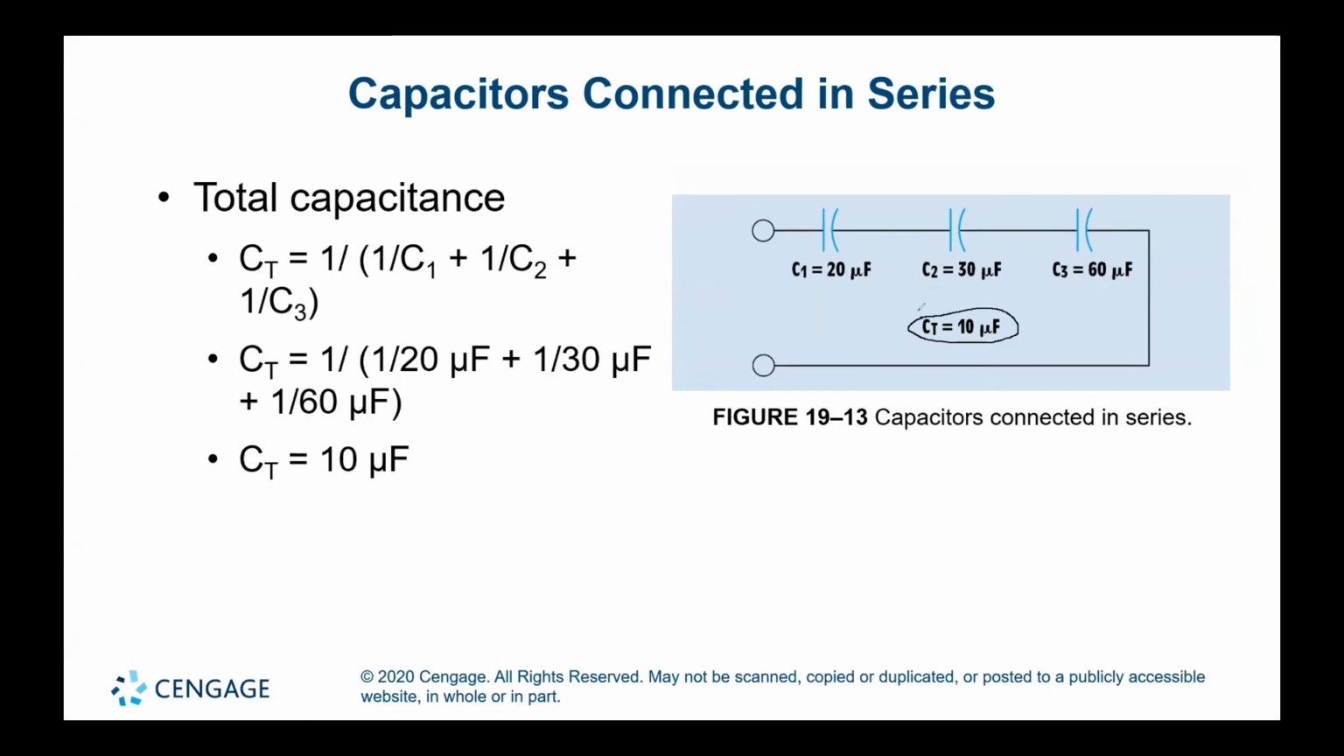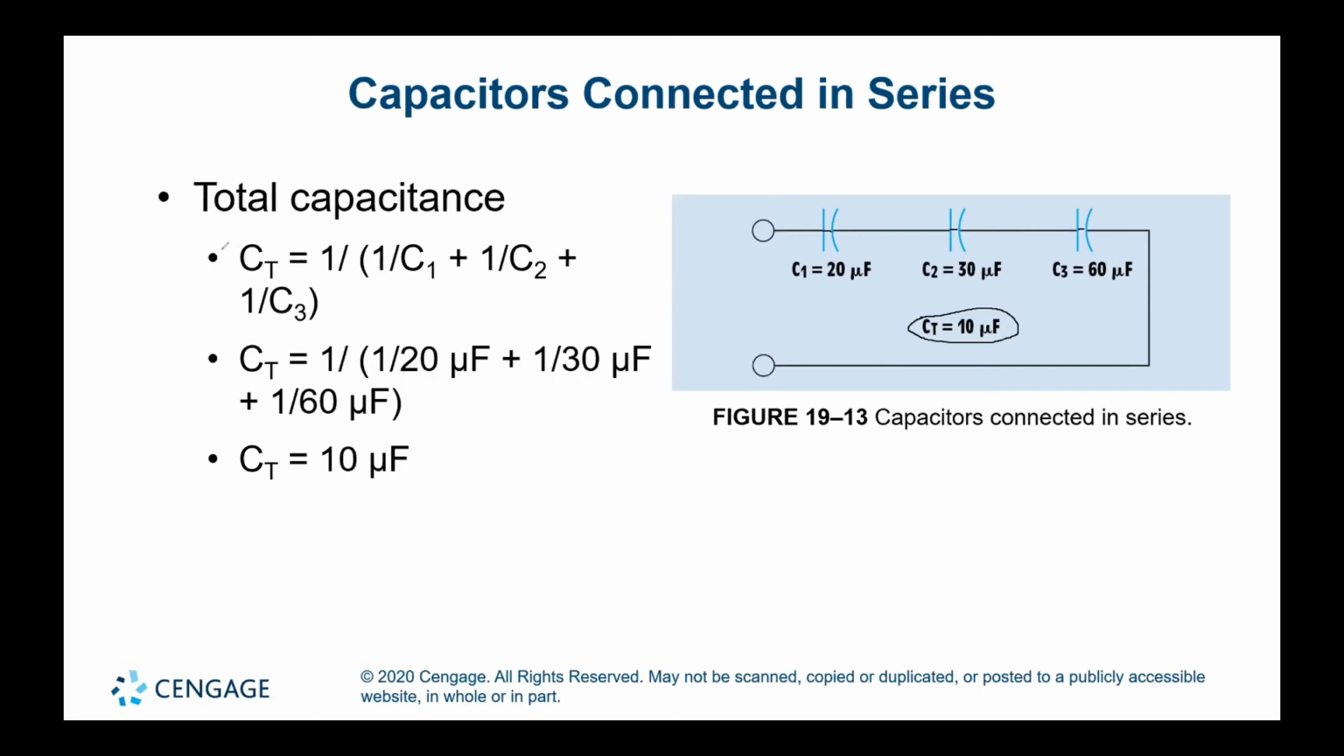And the reason for that is that the distance between the plates has increased. So the distance between these two plates is going to add up to the distance of the third capacitor. And because we have increased the distance between the plates, we have decreased our electrostatic attraction. Now that we have less electrostatic attraction, our total capacitance is going to decrease.